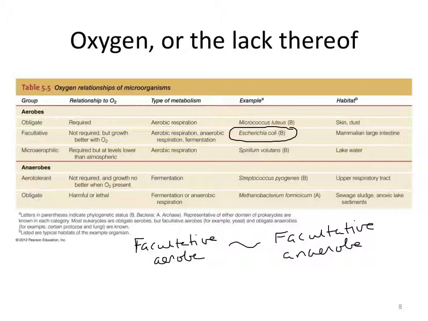Obligate anaerobes can only grow in the absence of oxygen, so oxygen is actually lethal to them. Okay? They'll use fermentation or anaerobic respiration as their lifestyle. Remember, anaerobic respiration is doing respiration, but using something other than oxygen as your terminal electron acceptor. Aerotolerant anaerobes do not require or use oxygen, but they can tolerate it. Most of those organisms that fall in that category use fermentation as a means of making their ATP. So those are the descriptions for various microbes in the context of their relationship to oxygen.